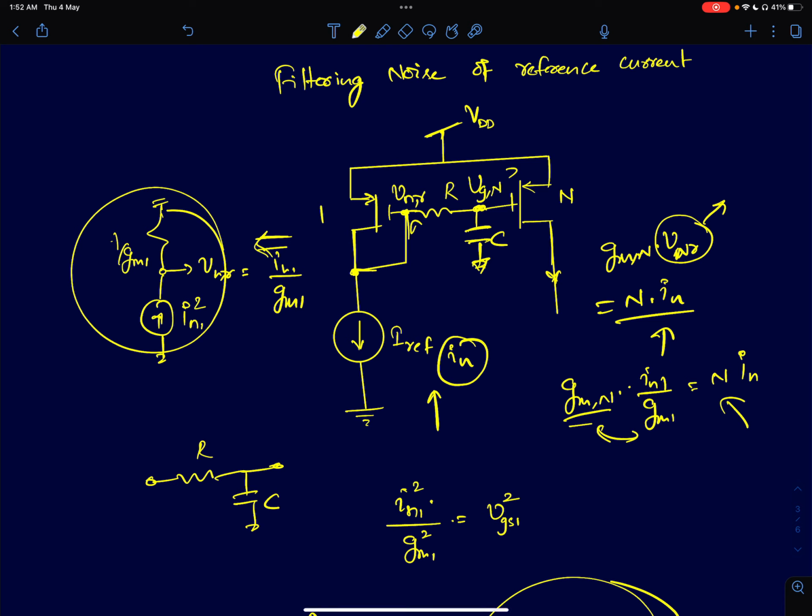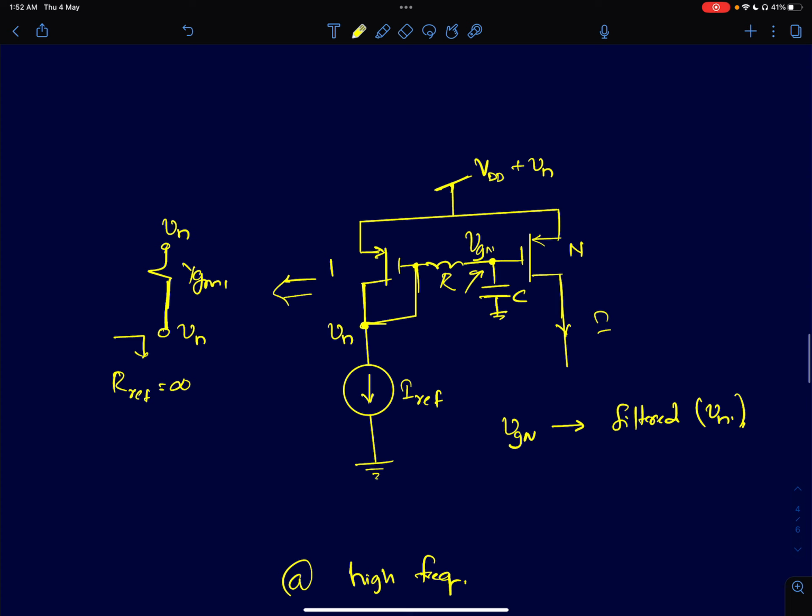Now let's see what happens to the supply rejection property of a current mirror. We said to filter out the noise, I added this RC filter, which is good, which is helping me in reducing this noise of the reference, because previously it was getting amplified by n square times. Now we are filtering it out. But let's see what happens to the supply rejection property. To see that, first I'm going to assume that the reference has no noise, so I can open circuit the reference here.